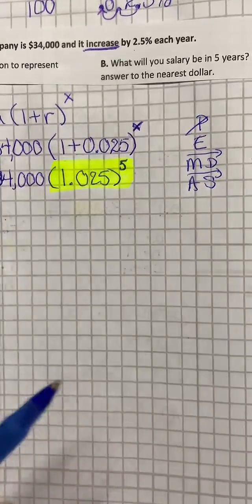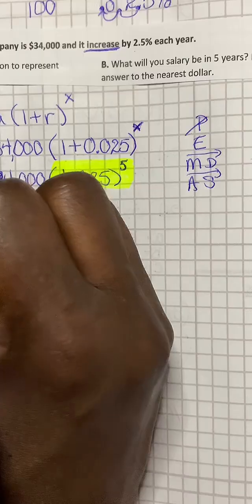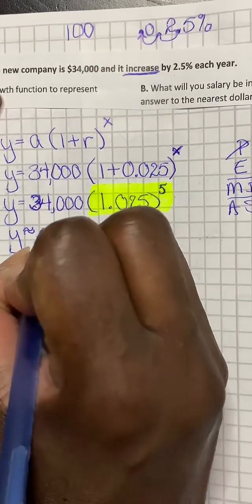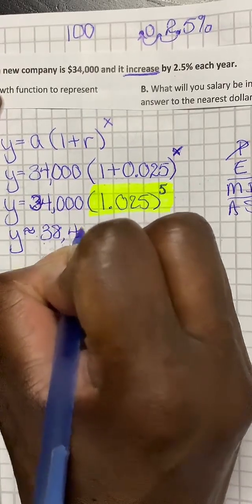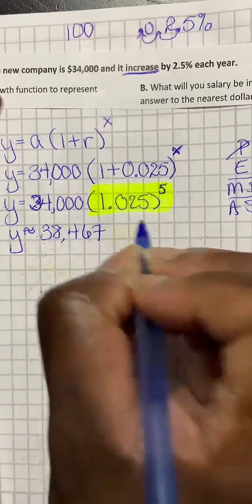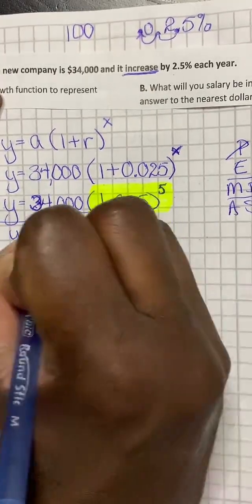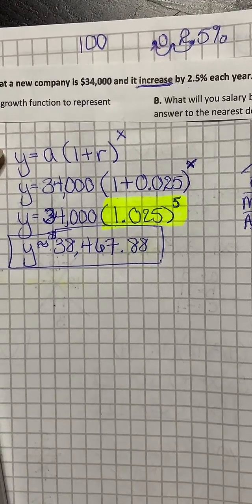So our official answer, and I'm always using approximation, will give me $38,467.88. And this is the approximation because we rounded.